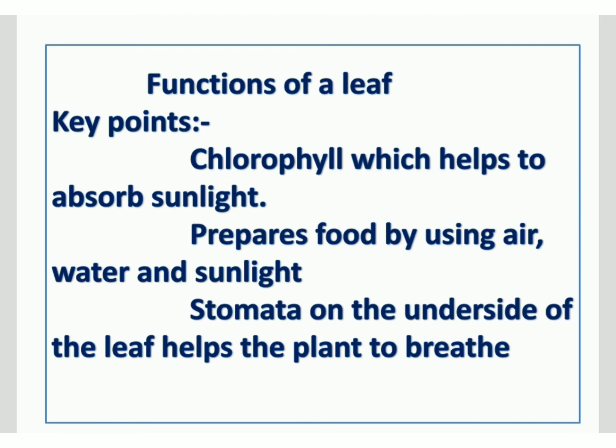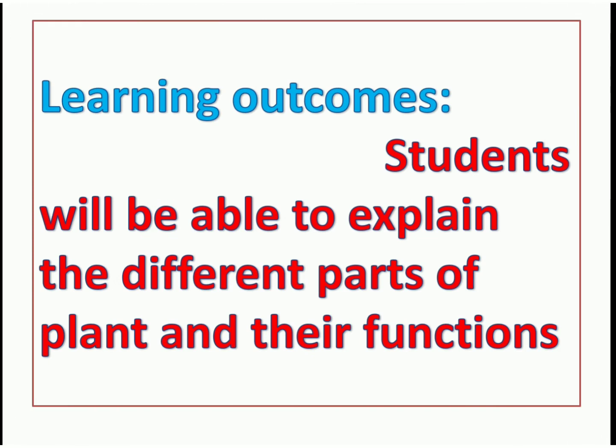Functions of a leaf. Chlorophyll, which helps to absorb sunlight, prepares food by using air, water and sunlight. Stomata on the underside of the leaf help the plant to breathe. So students, after going through the presentation, you will be able to explain the different parts of your plant and their functions.